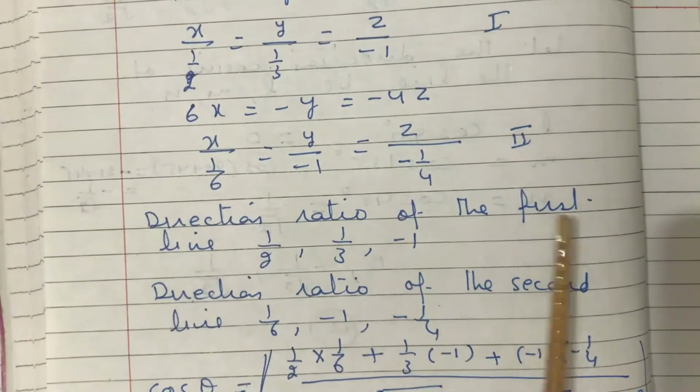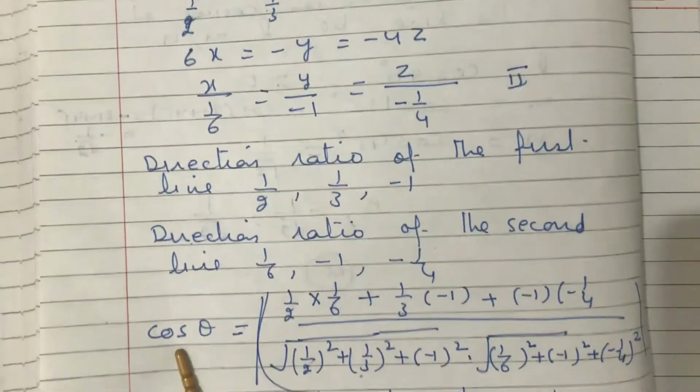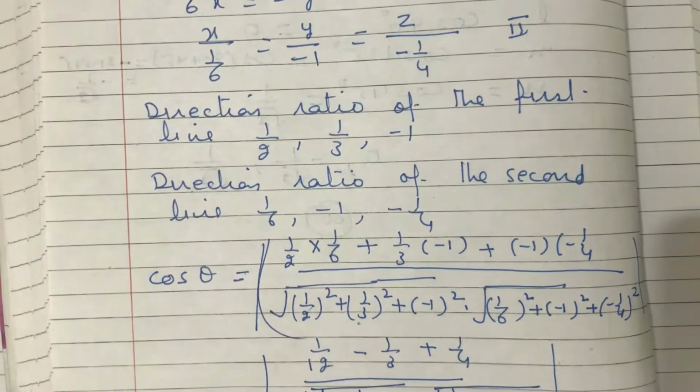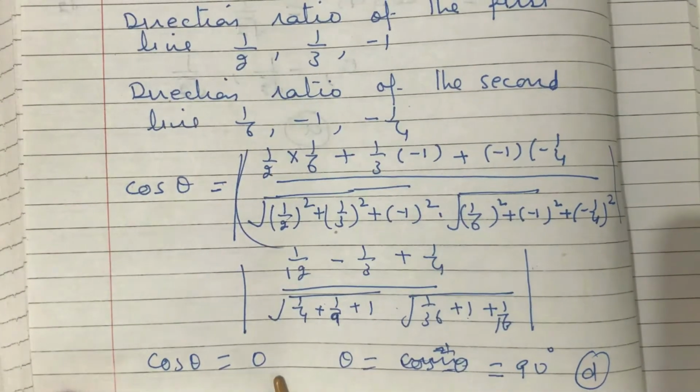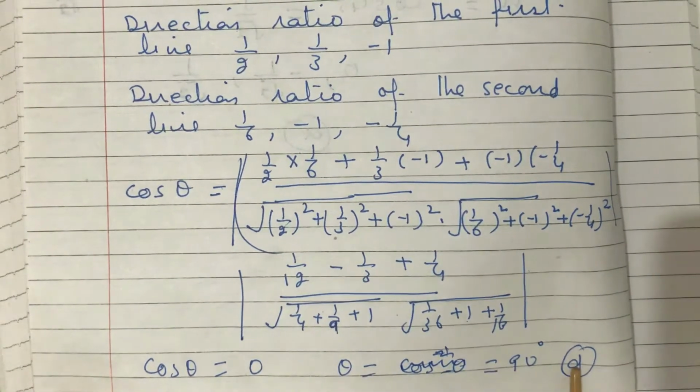So direction ratios of the first line is this. Direction ratios of the second line is this. So cos theta is equal to, you all know how to write this, and after simplifying it, cos theta will come out to be 0. It means theta is equal to 90 degrees. So D is the option.